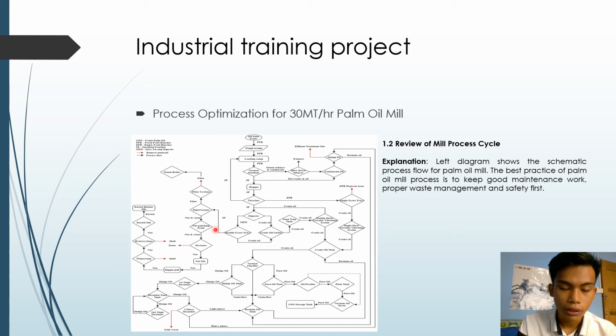The nut and fiber go to the kernel recovery plant, while the crude oil goes for further process, which takes place on the vertical clarifier. The best practice for palm oil mill process is to keep good maintenance work, proper waste management, and ensure safety first.